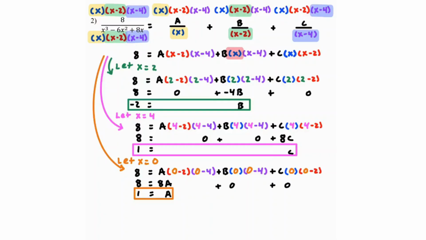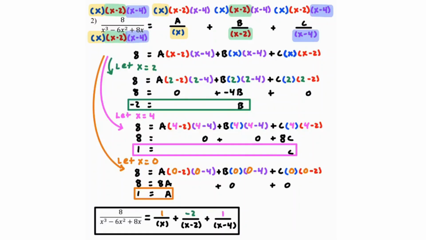Lastly, we just need to write the partial fraction decomposition. So 8 over x cubed minus 6x squared plus 8x is equal to a over x plus b over x minus 2 plus c over x minus 4, where a is 1, b is negative 2, and c is 1. So that is our partial fraction decomposition for this second example.